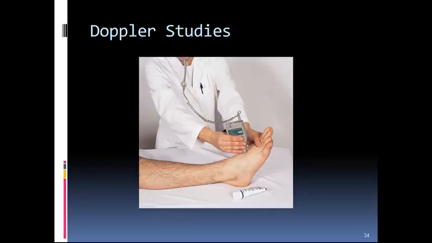Doppler studies are used to identify occlusions of both veins and arteries. The sonographic beam picks up the speed of the red blood cells as they travel through the vessels. Physicians will listen to a change in the pitch that is often given off by the Doppler to evaluate the blood flow.